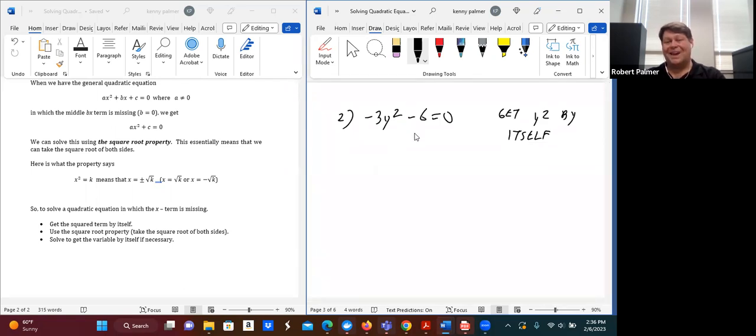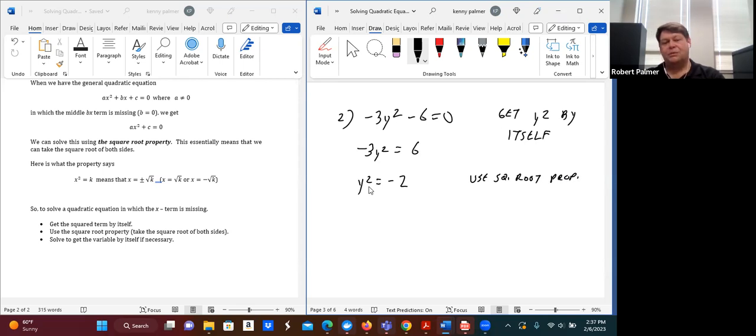Okay, so let's add 6 to both sides so that we have negative 3y squared is equal to positive 6. Divide both sides by negative 3. And then we have y squared is equal to negative 2. Okay, now you notice this is negative, and that's okay. And once again, I want to use the square root property.